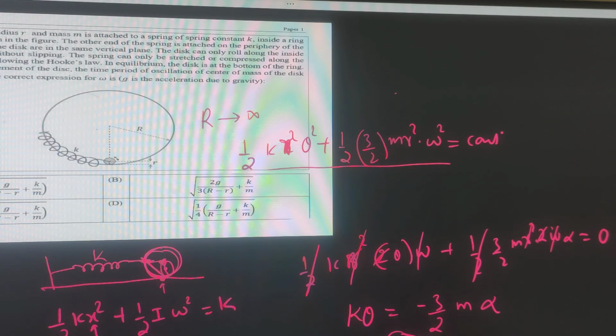There is only one option which is matching, which is option number A. Hence the correct answer for this question is option A.